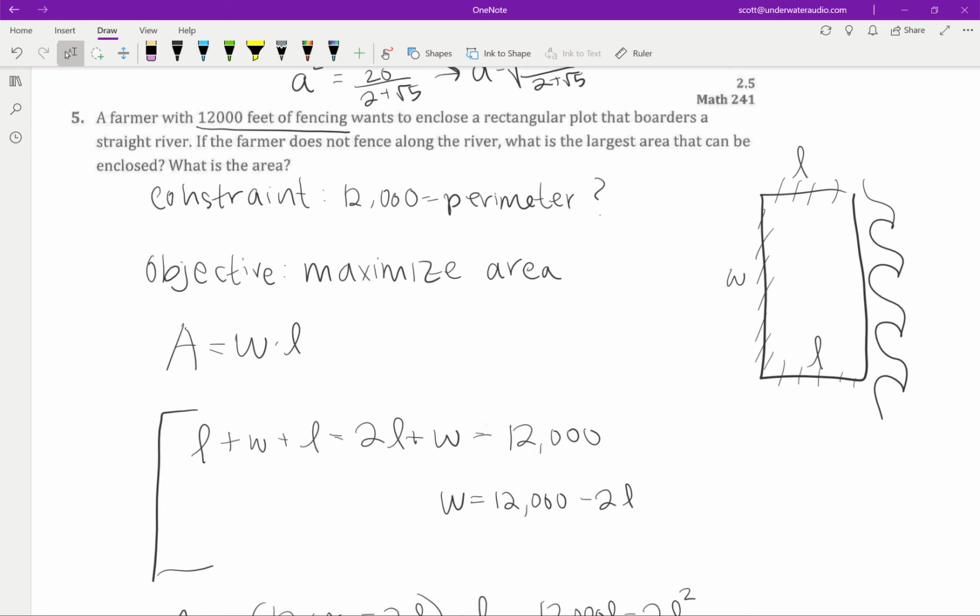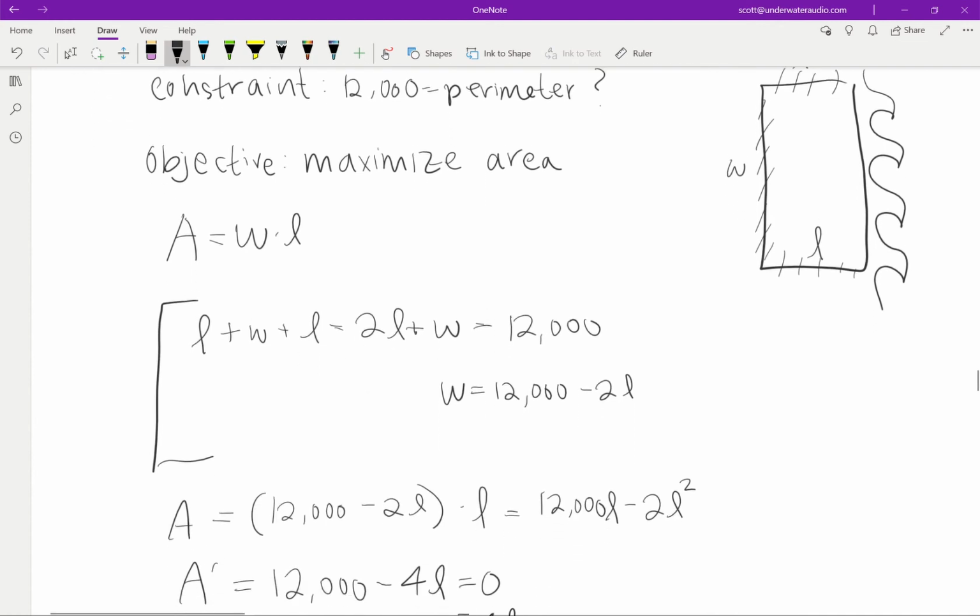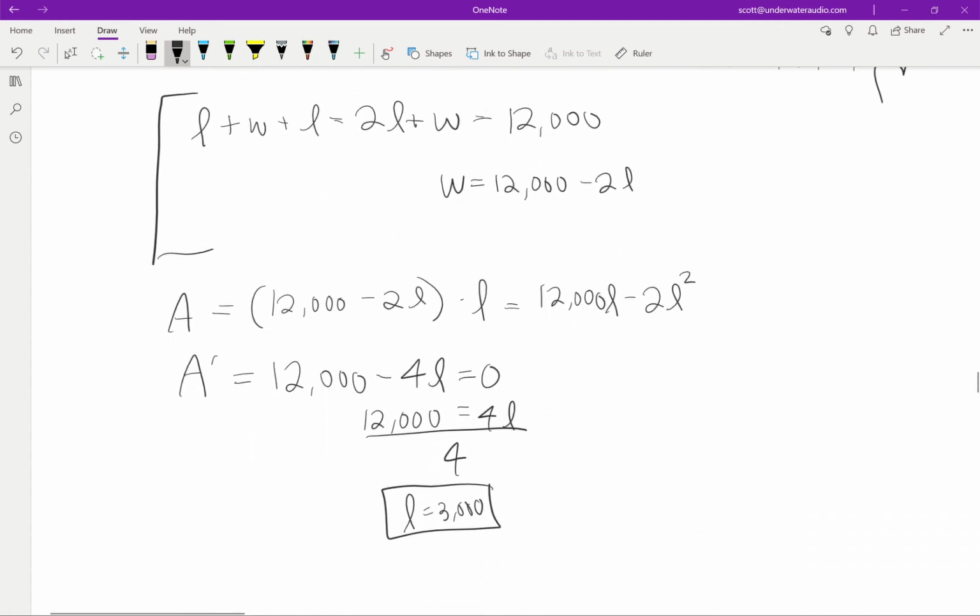What is the largest area that can be enclosed? Okay, what is the area? When I wrote this problem, I was maybe tired or something because it says, what is the largest area that can be enclosed? What is the area? That's the same question twice. So I actually wasn't done. I need to find the area, which means I also need to figure out what W is.